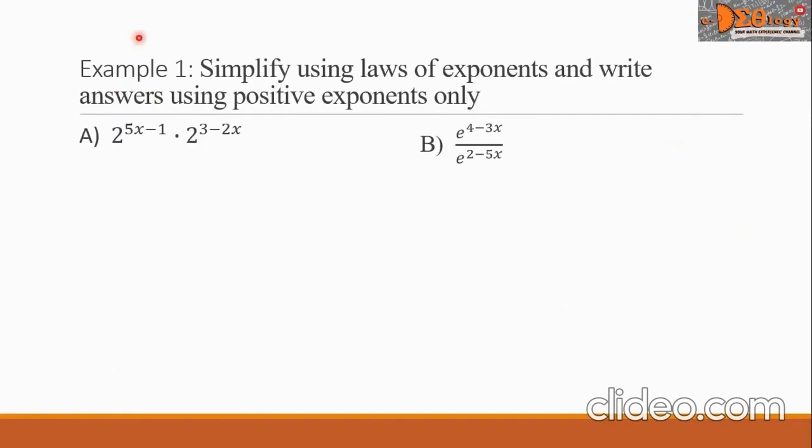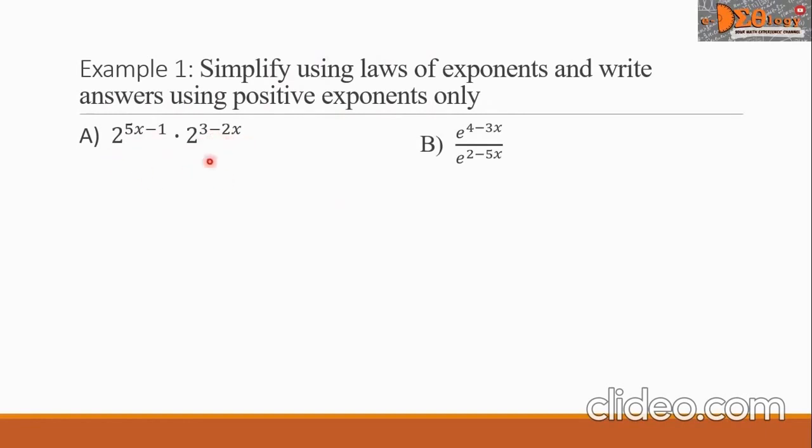Let's go now to sample problems. Example 1. Simplify using laws of exponents and write answers using positive exponents only. We have 2 problems here, A, B. Letter A is 2 raised to 5x minus 1 times 2 raised to 3 minus 2x.